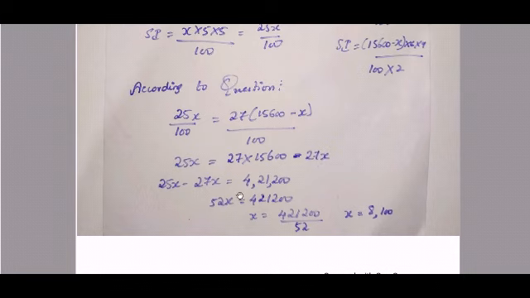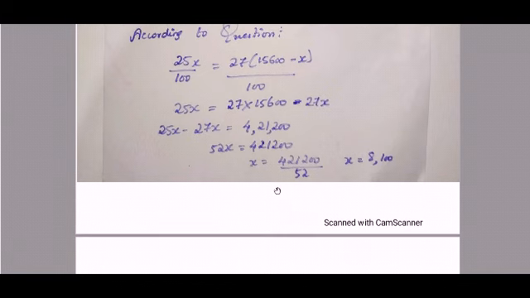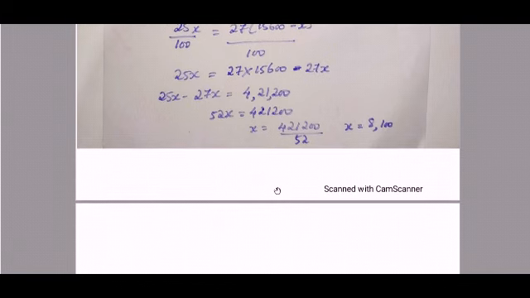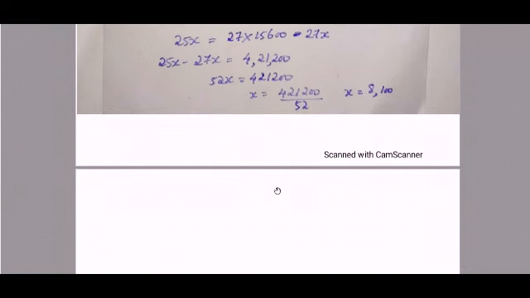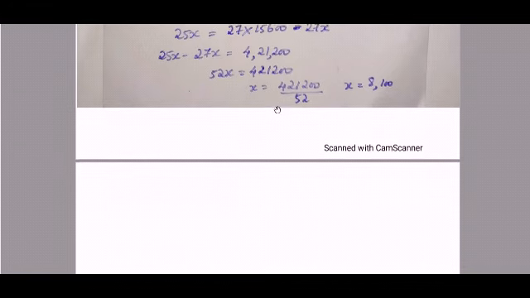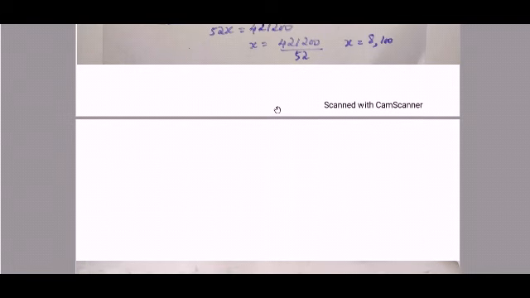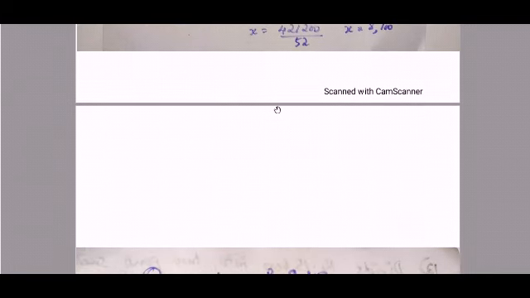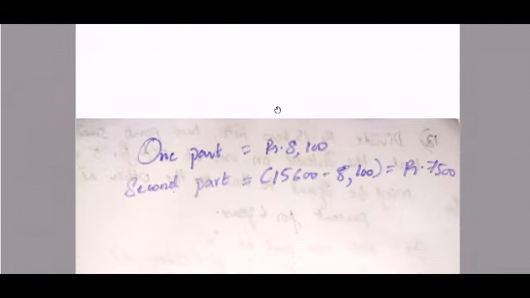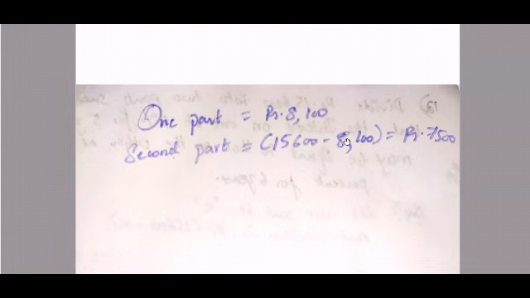So 25x plus 27x is equal to 4,21,200. 52x is equal to 4,21,200. X is equal to 4,21,200 divided by 52. Therefore, x is equal to 8,100. So if one part is 8,100, what is your second part? 15,600 minus 8,100, which is equal to 7,500.